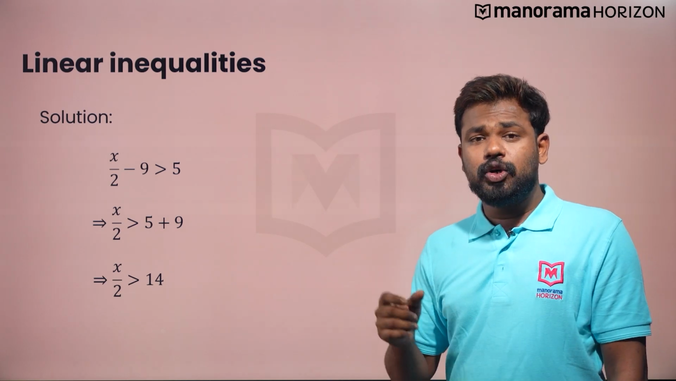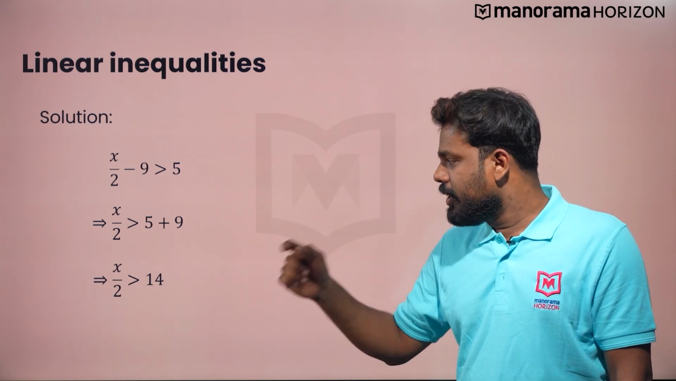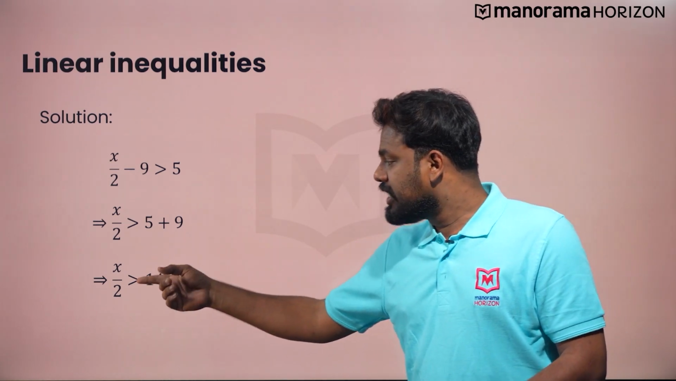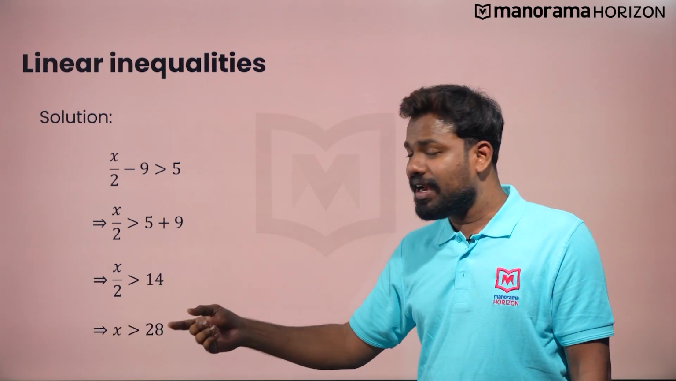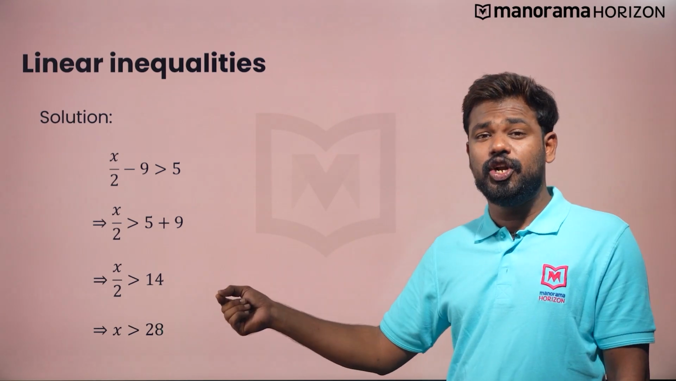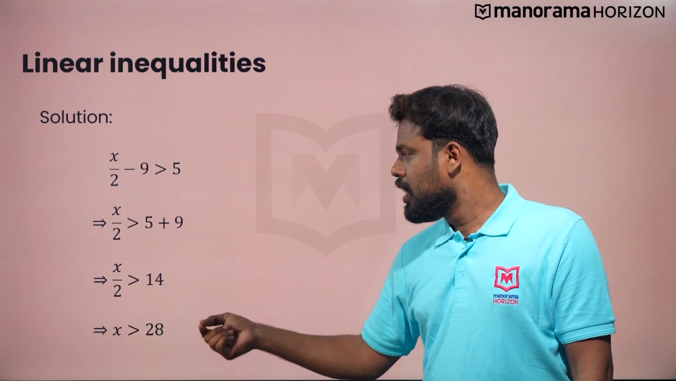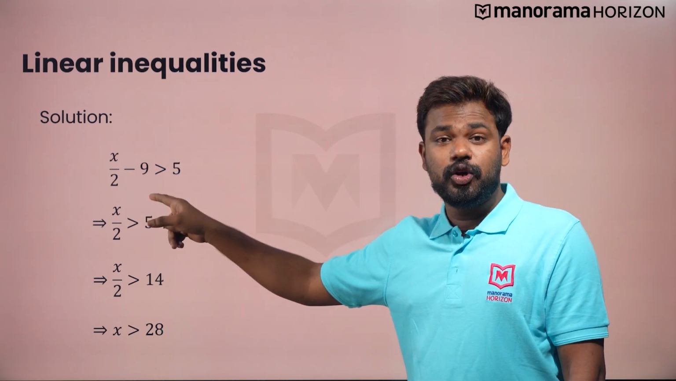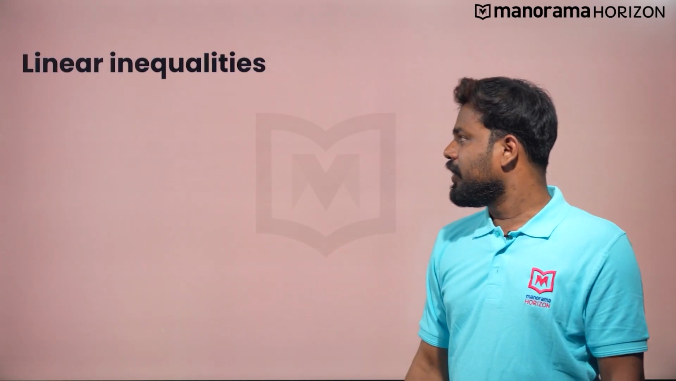And this divided by 2 should be taken to the right side and it will become a multiplication, the same as how we do in an equation, right? So x by 2 greater than 14 will now be written as what? x greater than 14 into 2, that is 28. So this gives us the final solution of this inequation, that is x by 2 minus 9 greater than 5.